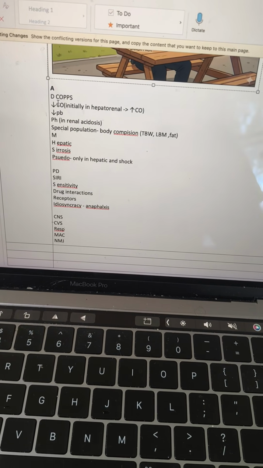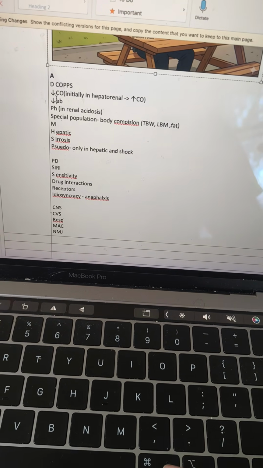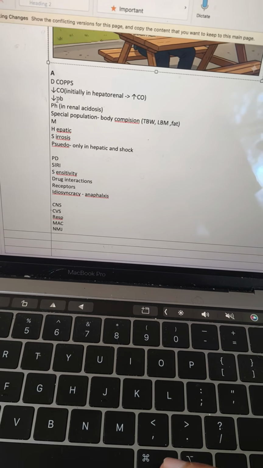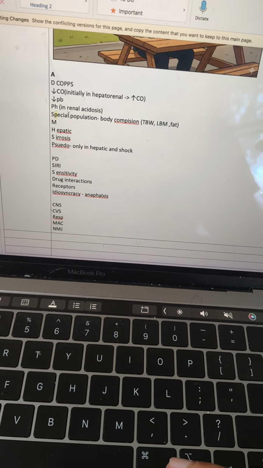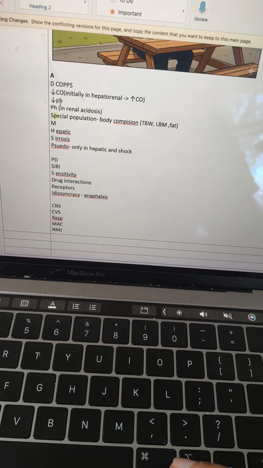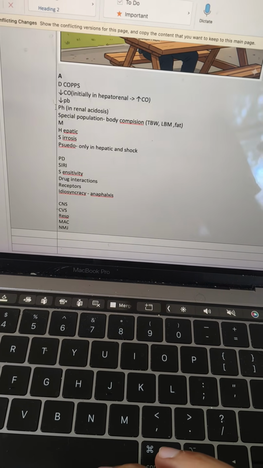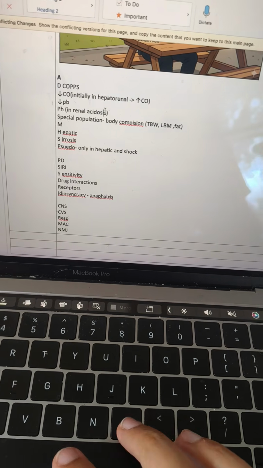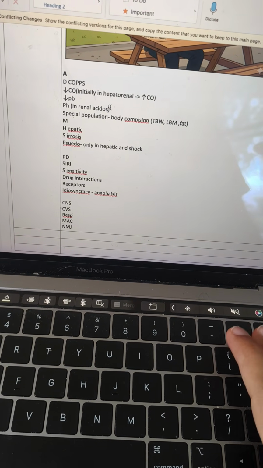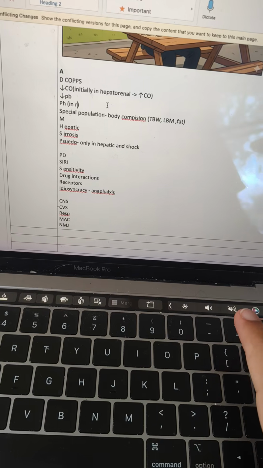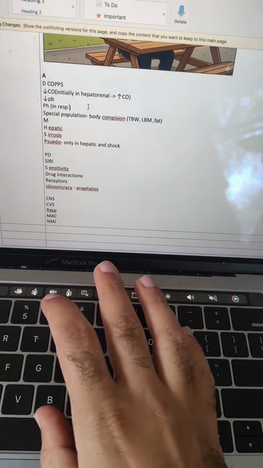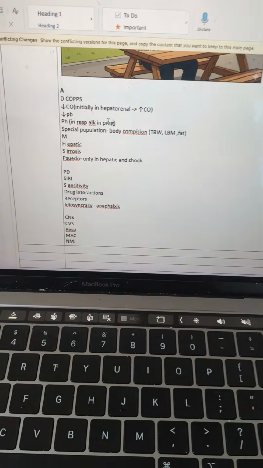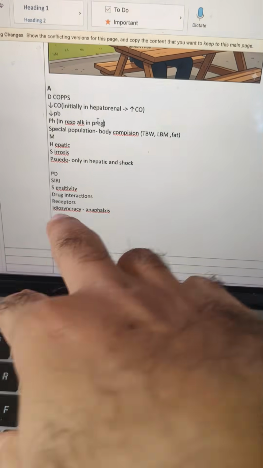So COPS, CO is for cardiac output, P is for protein binding, and special populations is the S, and pH is the one that I always forget. So, for example, respiratory alkalosis in pregnancy, for example. Renal acidosis in renal failure, whatever.